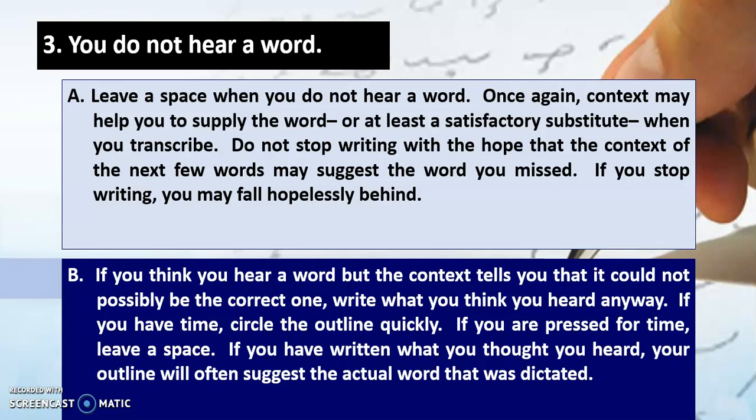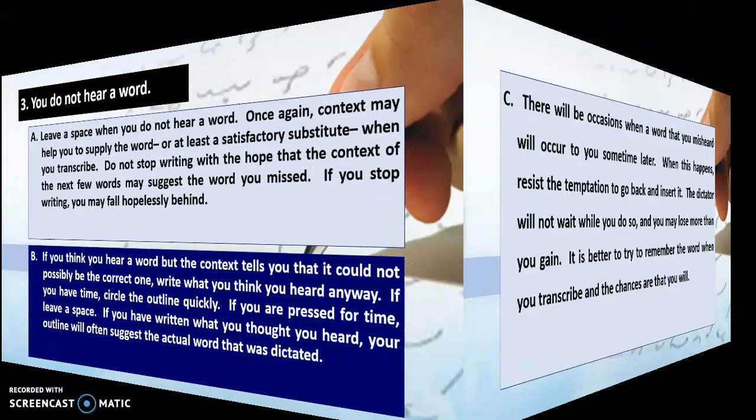Letter B. If you think you hear a word, but the context tells you that it could not possibly be the correct one, write what you think you heard anyway. If you have time, encircle the outline quickly. If you are pressed for time, leave a space. If you have written what you thought you heard, your outline will often suggest the actual word that was dictated.